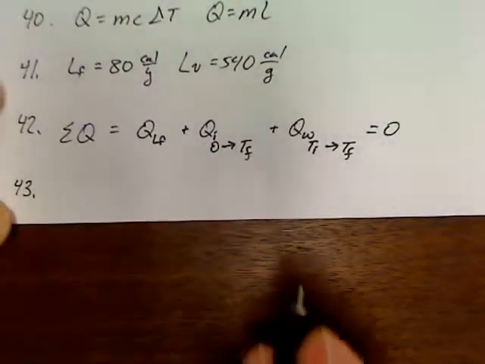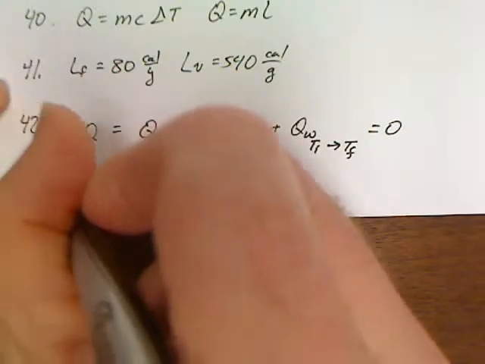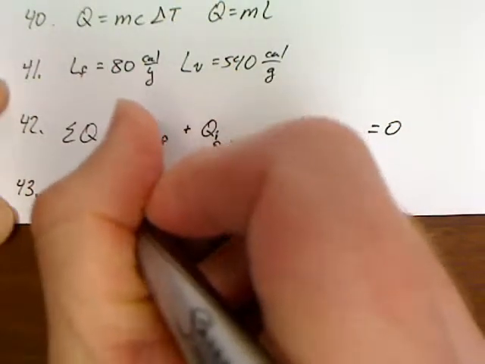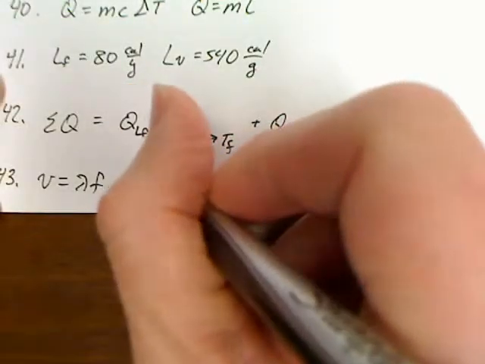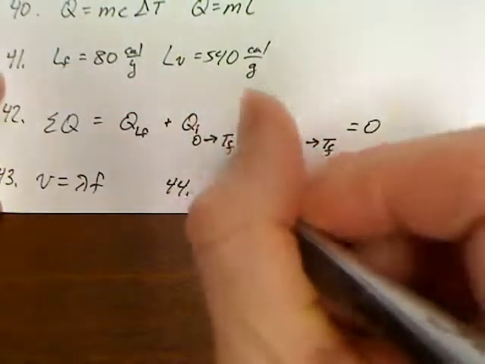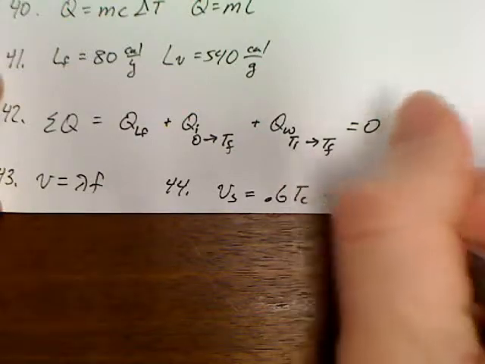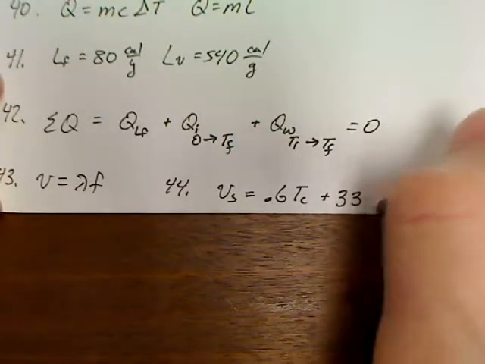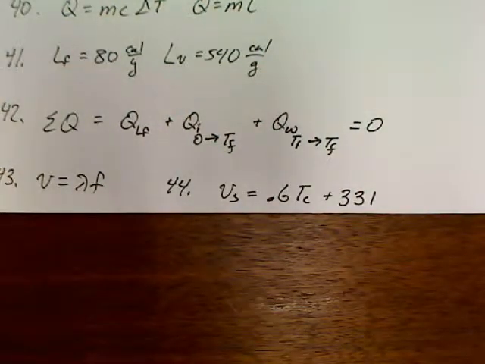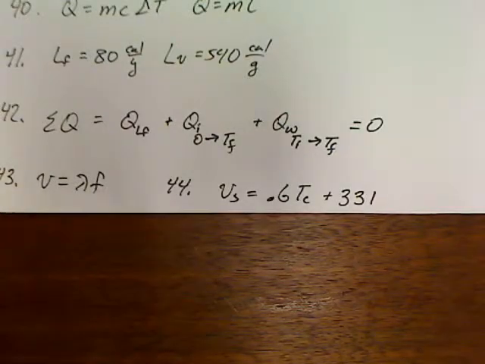43. Velocity of a wave is equal to v equals lambda f. 44. Speed of sound, 0.6 times your temperature in Celsius plus 331. There's your entire front side worth of questions.